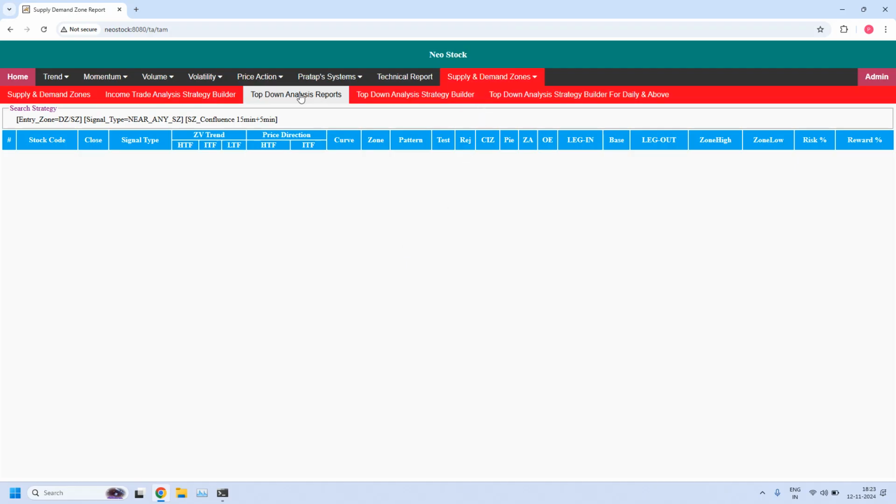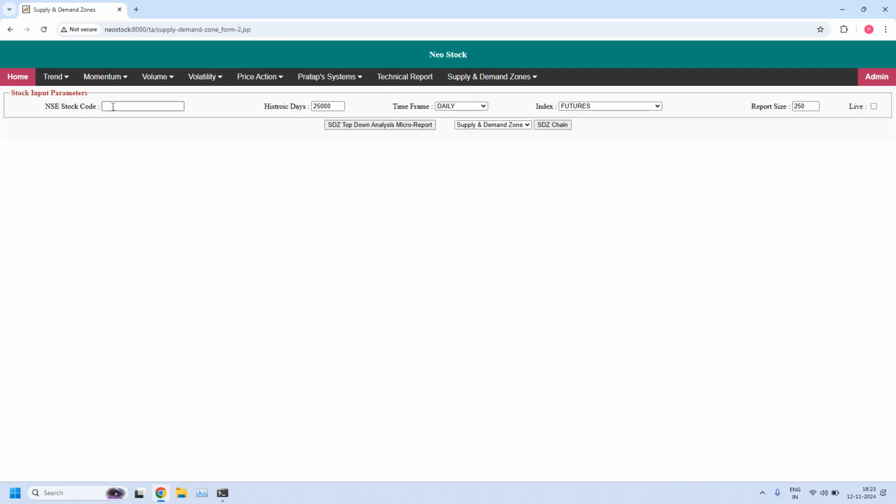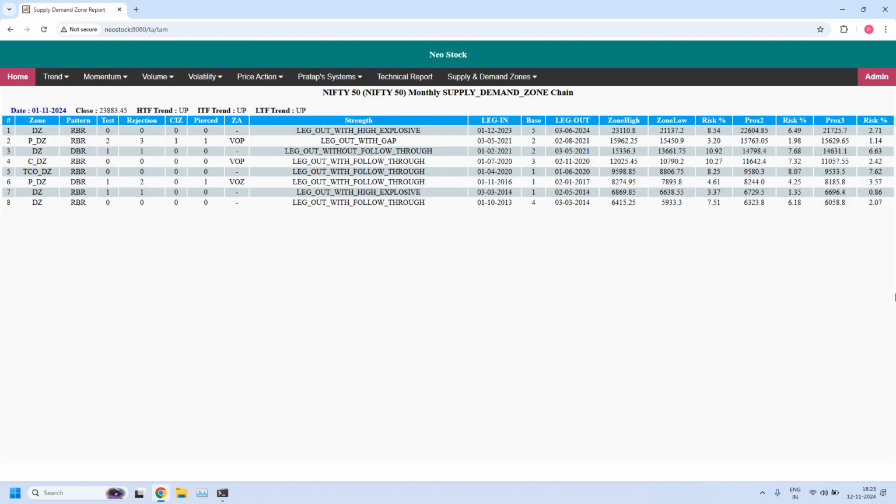Next, let us identify NIFTY and BANKNIFTY supply demand zone chain, starting with NIFTY and the monthly time frame. I am generating the monthly supply demand zone chain for NIFTY. So this is the NIFTY monthly supply demand zone chain. Always look into the zone column to identify the high liquidity zones. Look into the pierced column to identify the pierced zones, and also look into the LTF trend to find the trend of the current time frame you have selected.